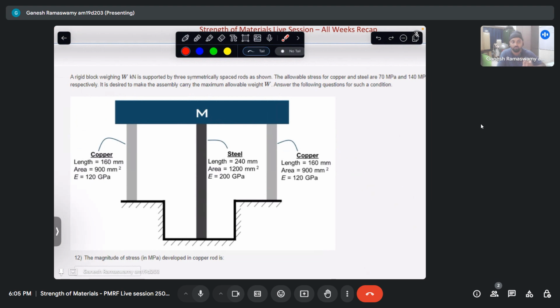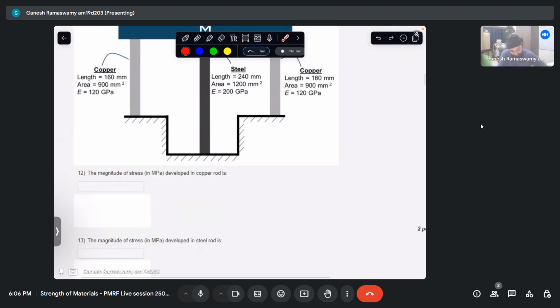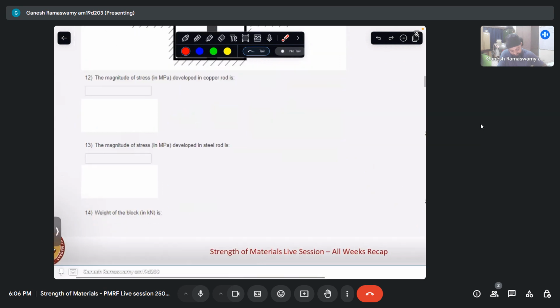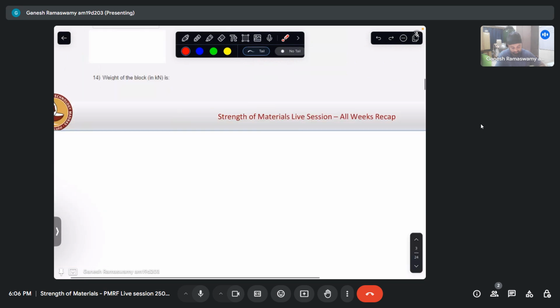So there are two aspects to design. One is safety, which is not negotiable at any cost. And then there is the economics. So there must not be too much redundancy that it goes beyond budget. All right, so answer the following questions for such a condition, the condition being that we want to maximize the weight of this rigid block, W. So the magnitude of stress developed in the copper rod, the magnitude of stress developed in the steel rod, and the weight of the block, of course. The maximum weight it can sustain is what is asked.